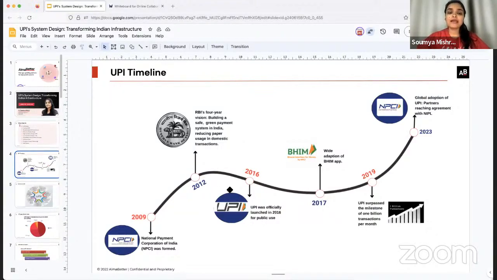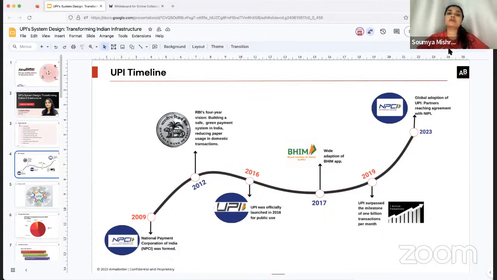And after 4 years, in 2016, UPI was launched. UPI, Unified Payment Interface, was launched in 2016. And then by 2017, the BHIM app, which is built on top of this, was heavily accepted, and people started using it. As you can see over here, in 2019, UPI surpassed the milestone of 1 billion transactions per month. That is a huge amount of transactions. Just 3 years after being launched, it surpassed this benchmark.